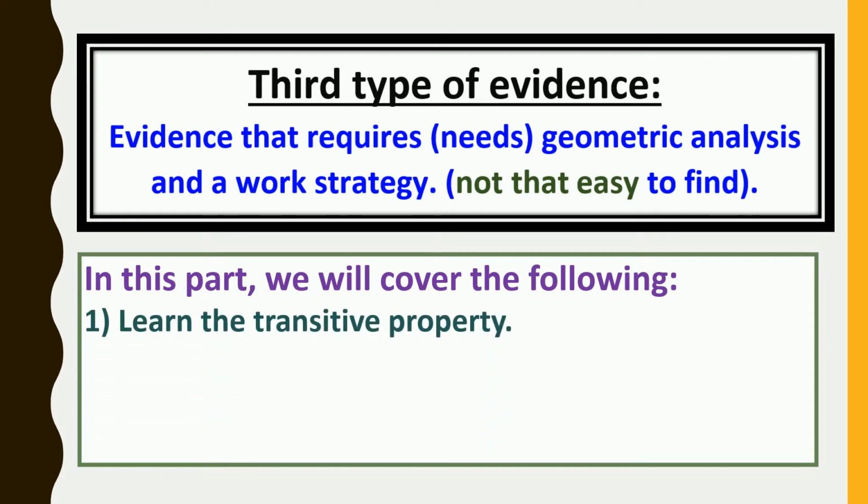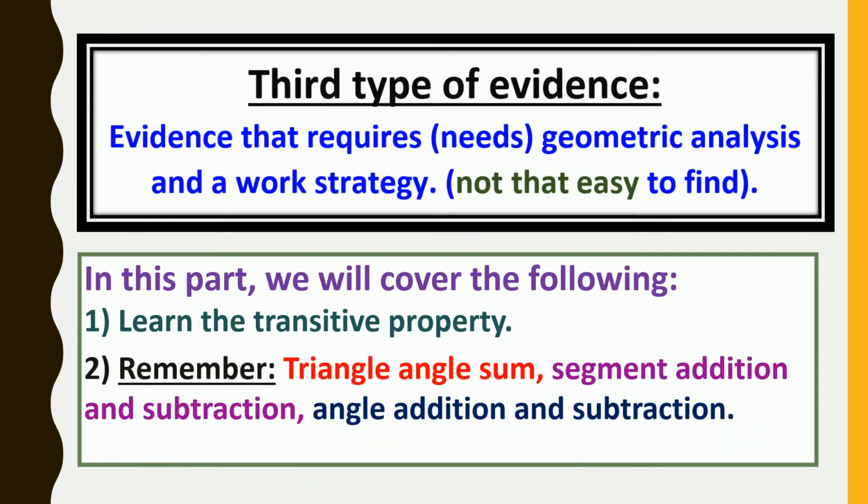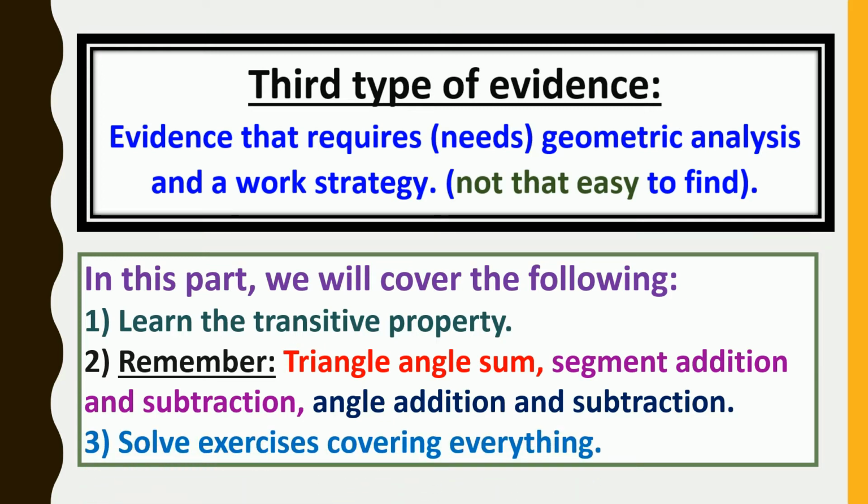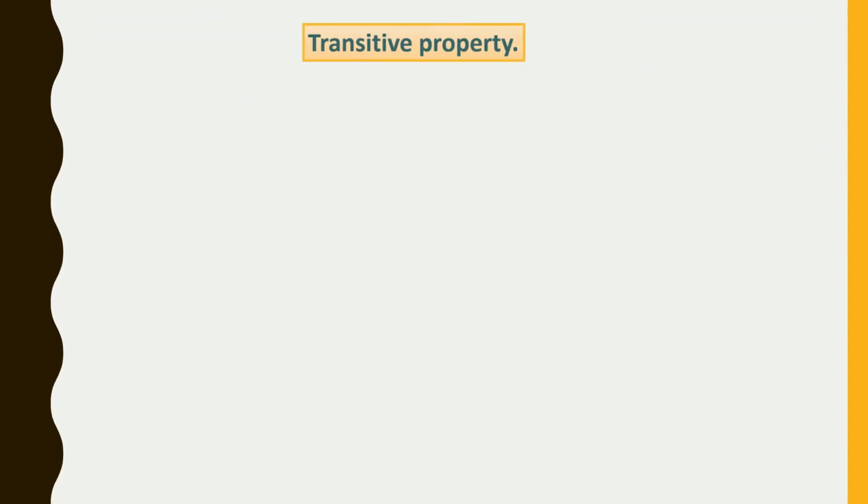First, we will learn about the transitive property, which is new. Second, we will remember some concepts like triangle angle sum, segment addition and subtraction, angle addition and subtraction, because we will use them later on. And last, we will solve exercises covering everything. First, let's start with the transitive property.